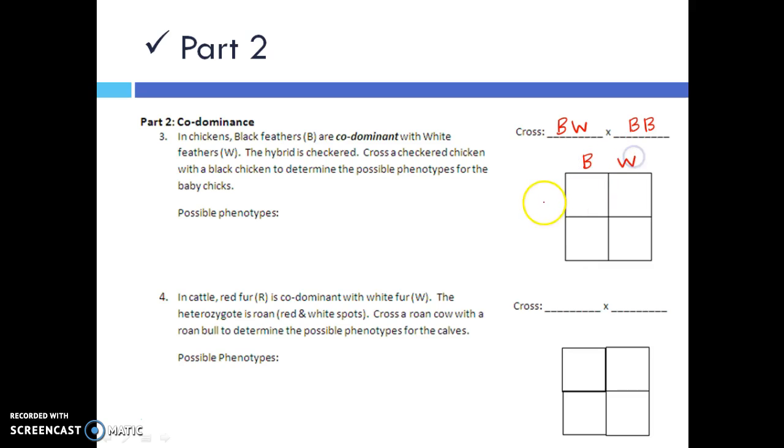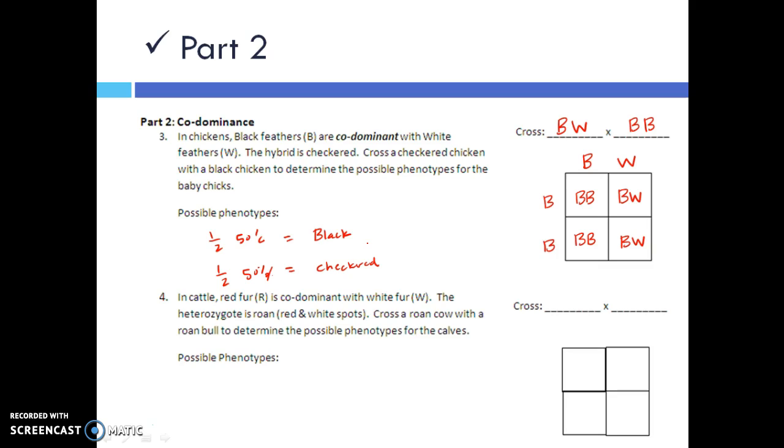So we'll cross our checkered chicken with the black chicken, and we'll use our Punnett squares to predict the genotype ratios, and from there we can figure out the phenotype ratios. So here we have big B, big B, big B, big B, so 1/2 or 50% are big B, big B, which equals black, and the other half, or 50%, are big B, big W, and that tells us that those chickens are checkered. So with this cross between a checkered chicken and a black chicken, 50% of the offspring are likely to be black, 50% of the offspring are likely to be checkered.